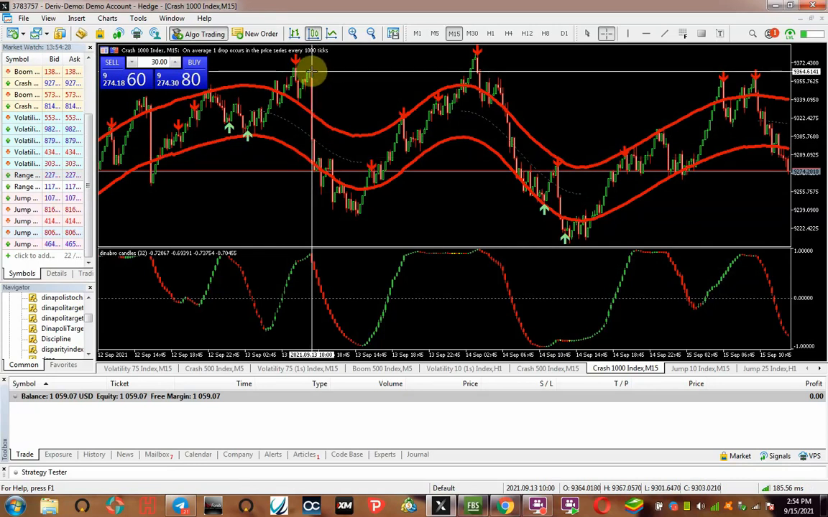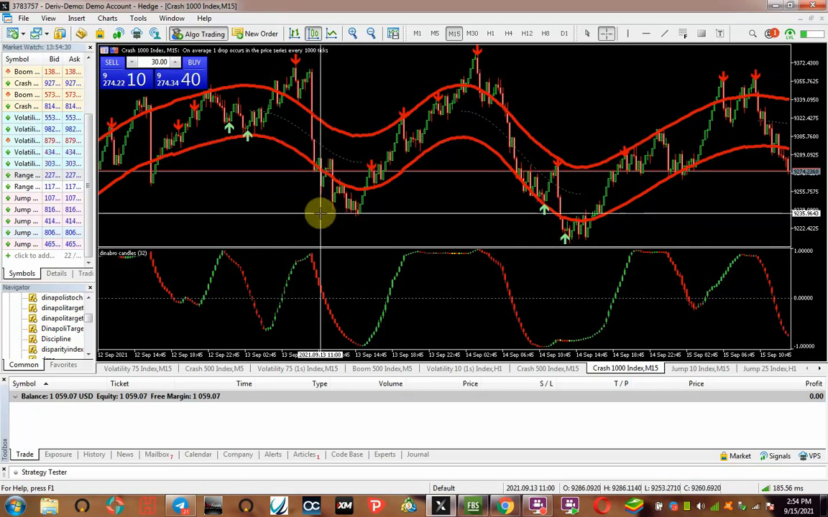Now from 9364 to 9234, that is 1,300 pips. If you're trading 1.0, that is $130. If you're trading 0.2, the lowest lot size, that will give you $26, pardon me, $26 on that particular trade with the lowest lot size.